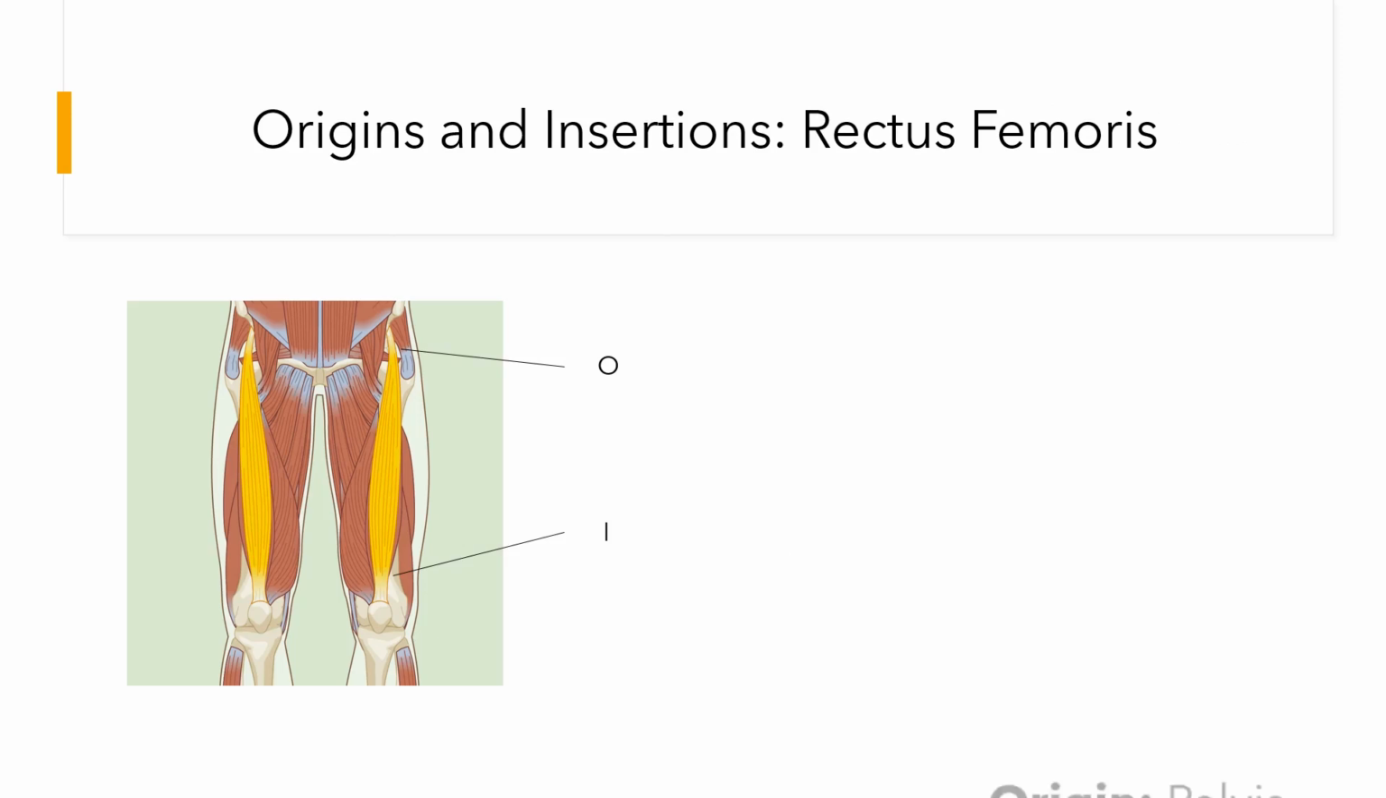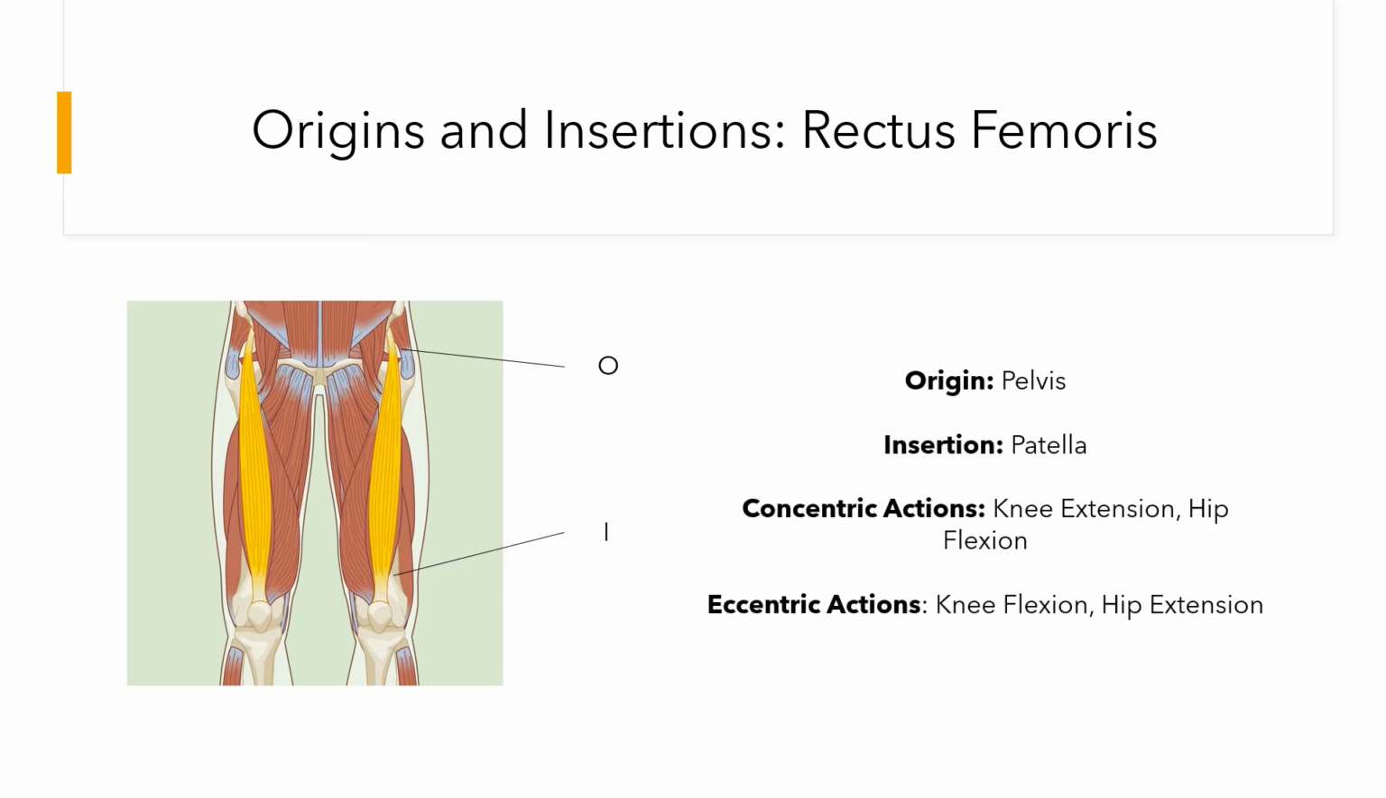Got the rec fem, the rectus femoris. This time the origin is different. It's in the pelvis, so it's higher up, as you can see from the O, and the insertion is still into the patella. The concentric action, still knee extension, but because of its higher origin being in the hips, it also helps to create hip flexion, because the rec fem is also a hip flexor that will help the psoas and the iliacus when it comes to flexing your hip. So the opposite actions of knee extension and hip flexion are the eccentric actions of knee flexion and hip extension.